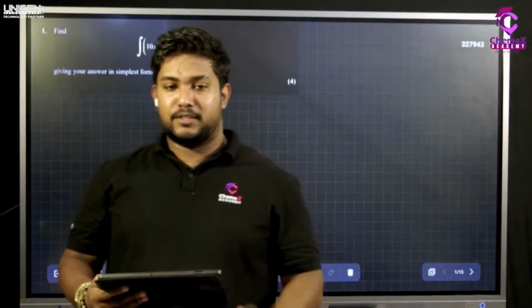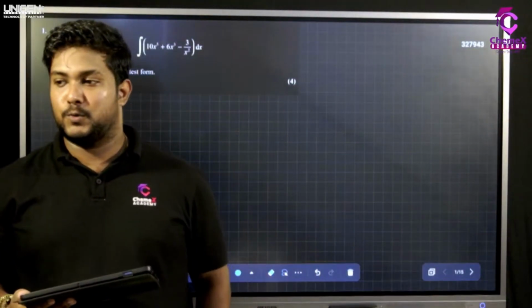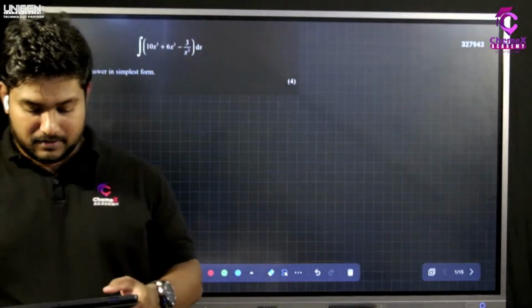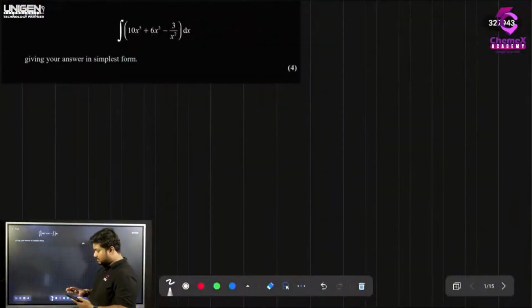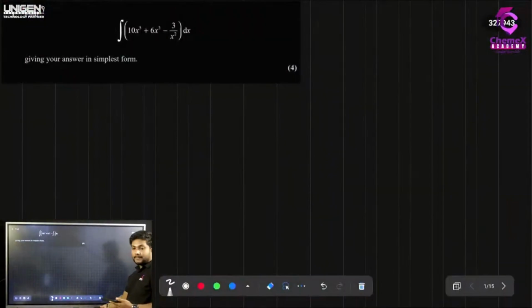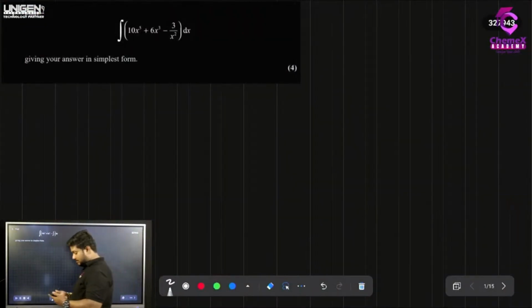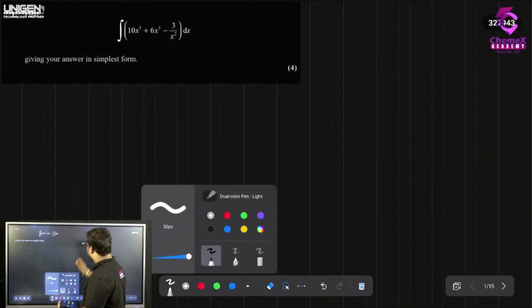We are going to discuss the 2020-22 May June paper. Okay, so let's go into the first question. It's about an integration question. How do you do it?